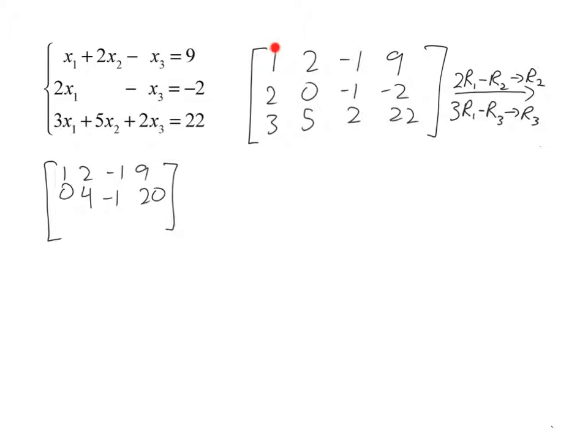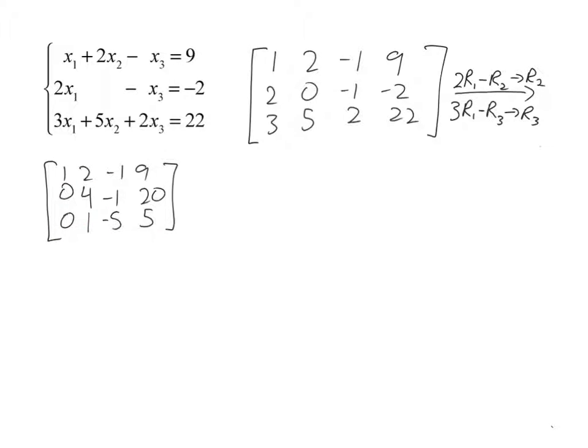Okay, 3 times this, subtract this. So 3 minus 3 is 0. And then we have 3 times 2, which is 6, minus 5, which is 1. And then 3 times negative 1, which is negative 3, minus 2 is negative 5. 3 times 9, which is 27, subtract 22 is going to be 5. Now I have the two zeros right where I needed them. So now all I have to do is make this a 0.